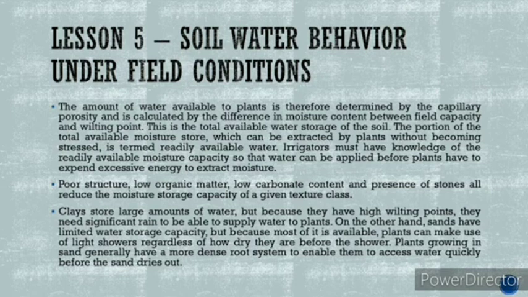Clays store large amounts of water, but because they have high wilting points, they need significant rain to be able to supply water to plants. On the other hand, sands have limited water storage capacity, but because most of it is available, plants can make use of light showers regardless of how dry they are before the shower. Plants growing in sand generally have a more dense root system to enable them to access water quickly before the sand dries out.